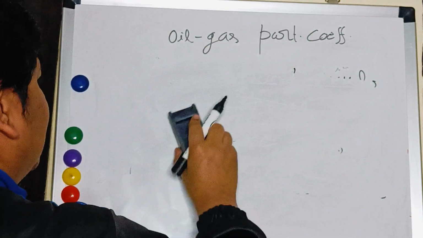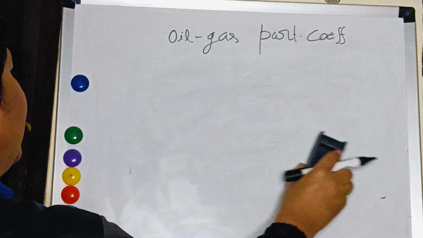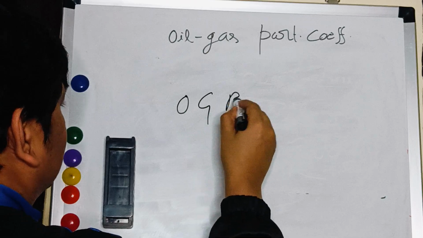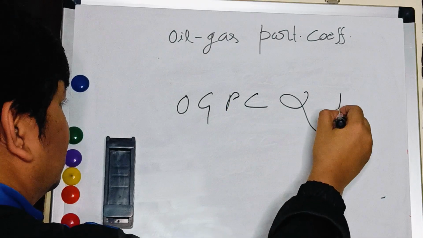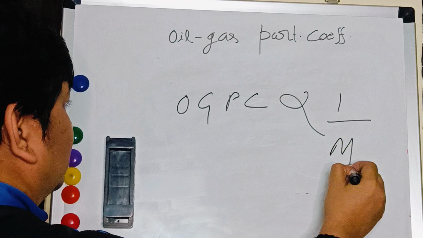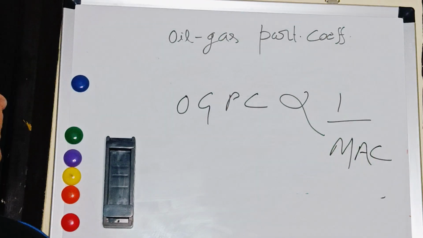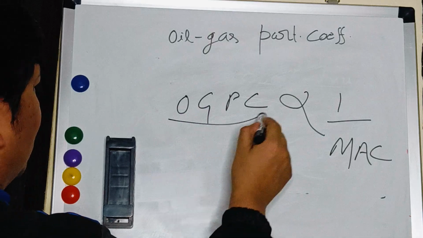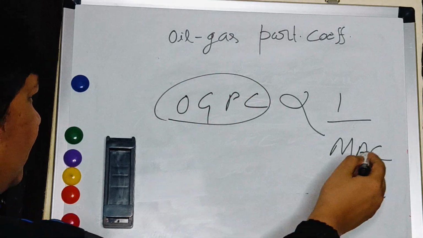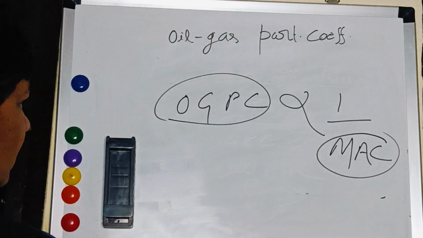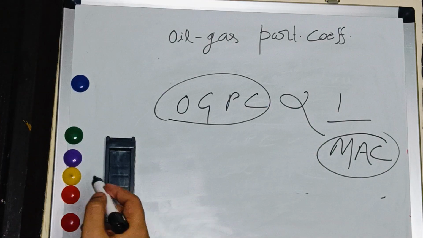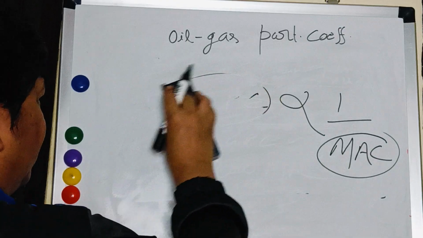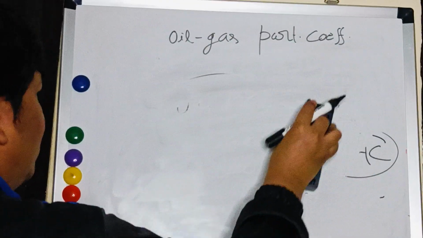So oil gas partition coefficient is inversely proportional to MAC value. If a drug has a high OGPC, it will have a low MAC value. It means it will require a lesser concentration to give the same effect. It will be a more effective drug.